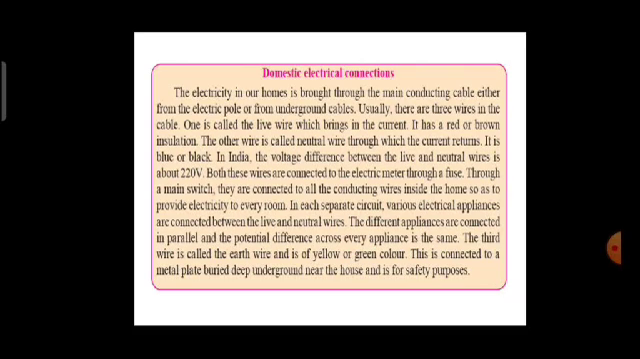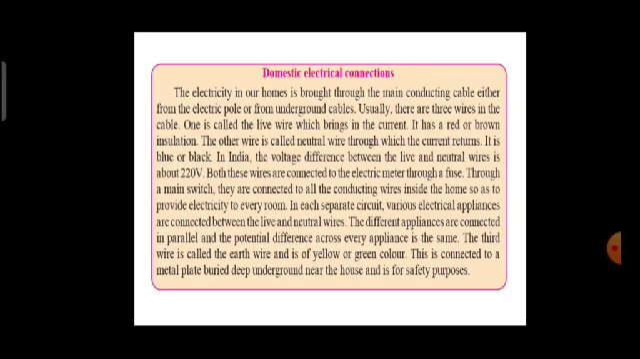So both these wires are connected to the electric meter through a fuse. Through a main switch, they are connected to all the conducting wires inside the home so as to provide electricity to every room. In each separate circuit, various electrical appliances are connected between the live and neutral wire, and the different appliances are connected in parallel. This is also important. Why not in series?